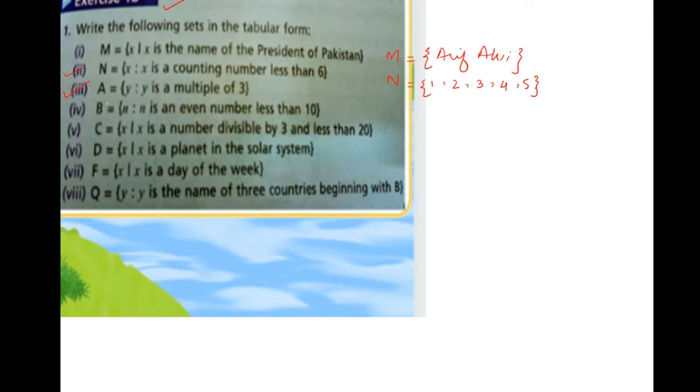Now the third one, a is equal to y, where y is a multiple of 3. So we have to write down all multiples of 3. So it would be a is equal to 3, 3 2s are 6, 3 3s are 9, 3 4s are 12 and so on. They have not given us the end point from where to where we have to write, they just told us all multiples of 3. In this situation we have to write 3 dots that denote it goes on.